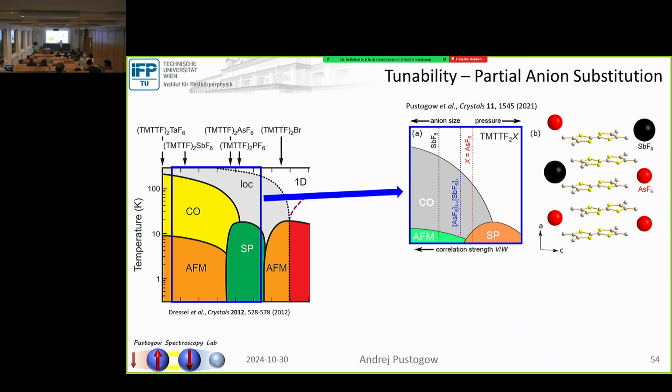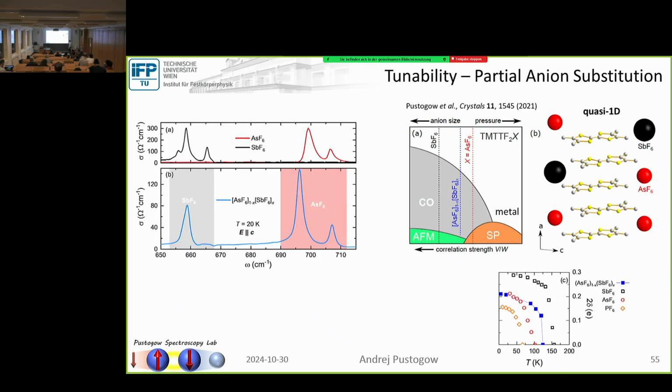Good. Then also with these systems, we can do partial anion substitution. So between this antimony and the arsenic, we can just randomly mix the two. So make a mixture of arsenic and antimony containing anions. And these we really end up in the middle between the two, by just randomly putting it here like I showed here.